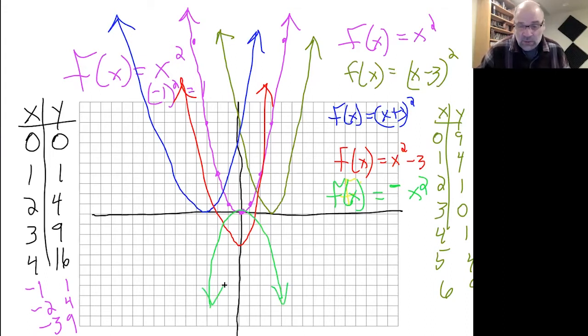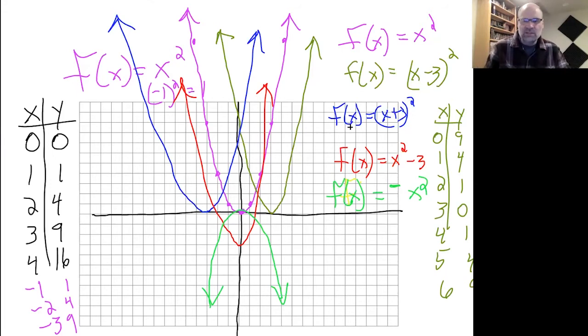So if you don't believe me, which I don't know why you wouldn't, you can just plug in graphs here. So 0 would still give you 0, right? 1 would give you 1, but then this negative sign makes it negative 1. So 1, negative 1, negative 1, negative 1, 2, negative 4, negative 2, negative 4. So everything gets flipped.